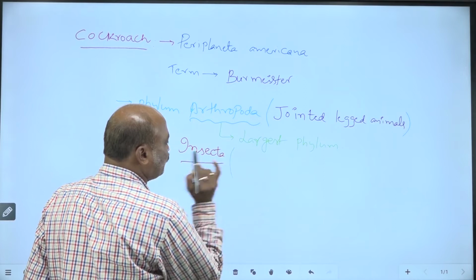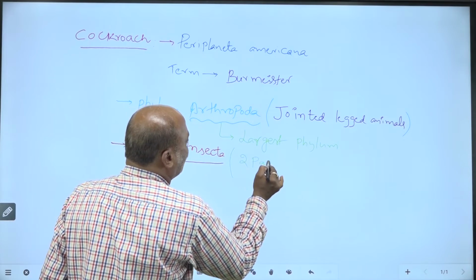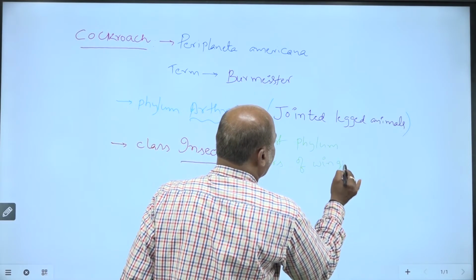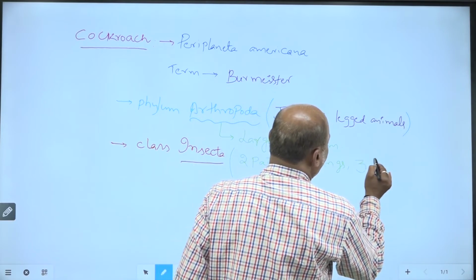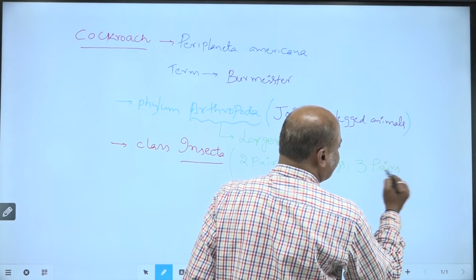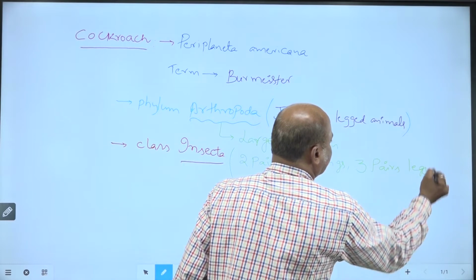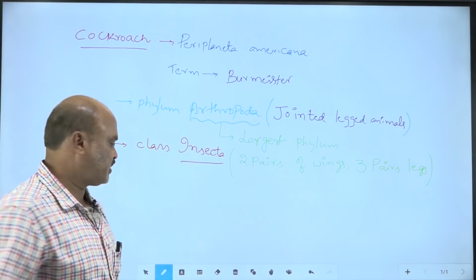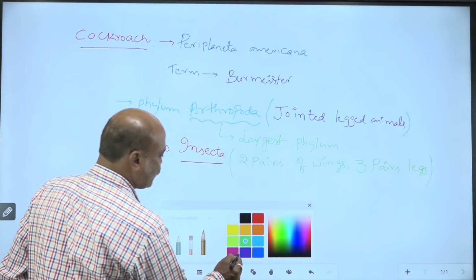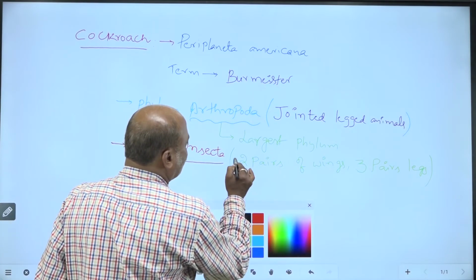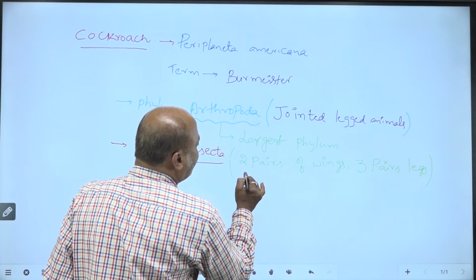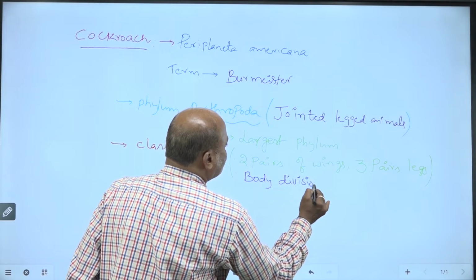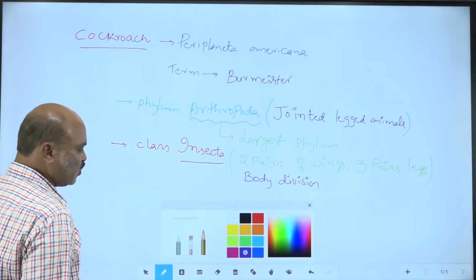The presence of two pairs of wings and three pairs of legs. This is one reason. Three pairs of legs. And the body is divisible into three parts. So one more reason, the second one, is body division.